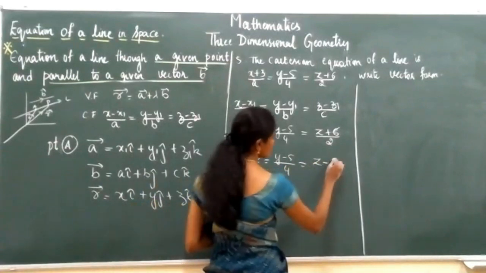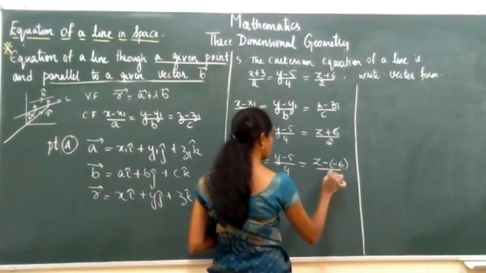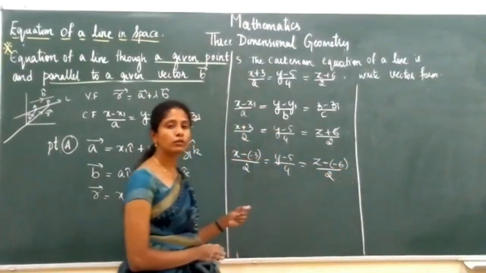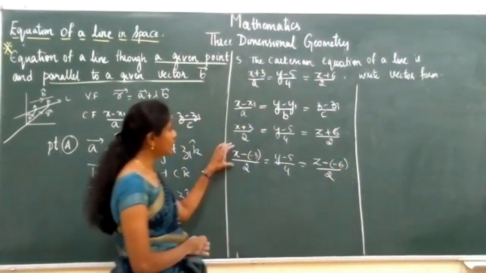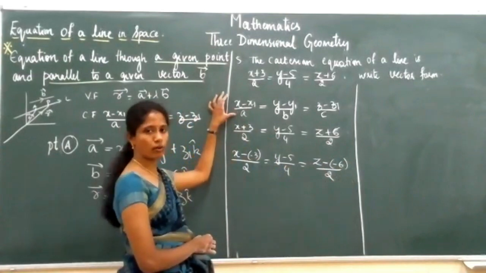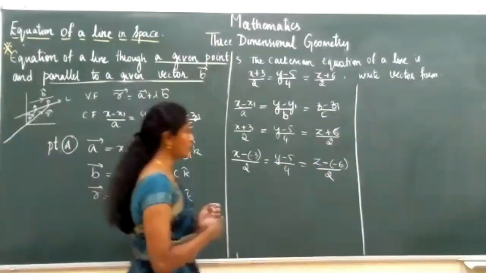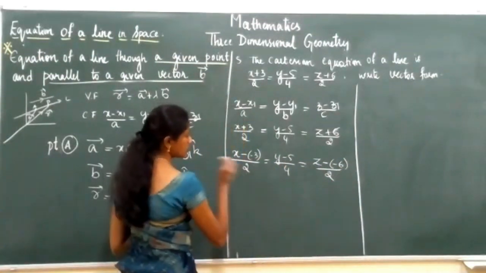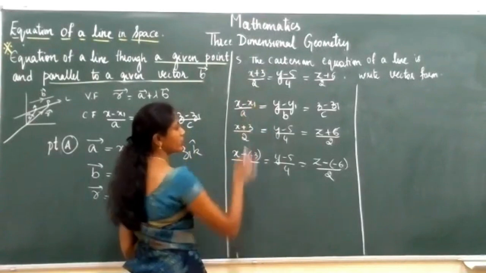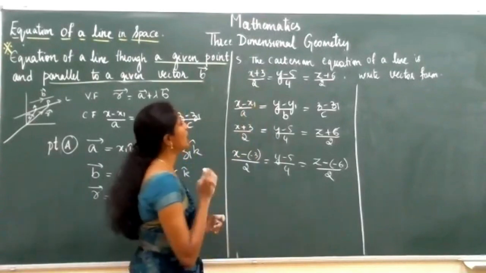Again, you have plus, so this can be written as z minus of minus 6 by 2. Why are we doing this? In order to write this in the form of the general form, in order to reduce the given Cartesian form into general form. So once we have seen this, we now know what the values of x1, y1, z1 and a, b, c are.